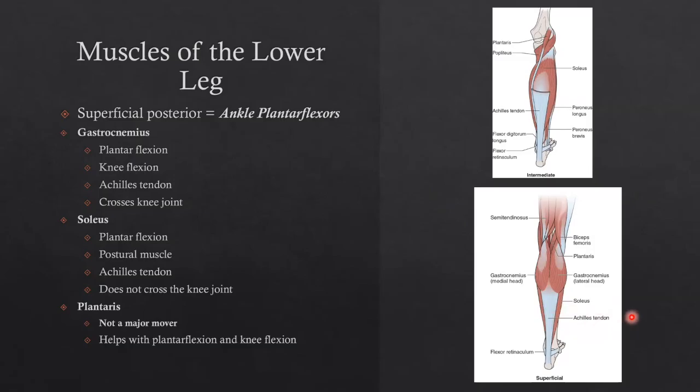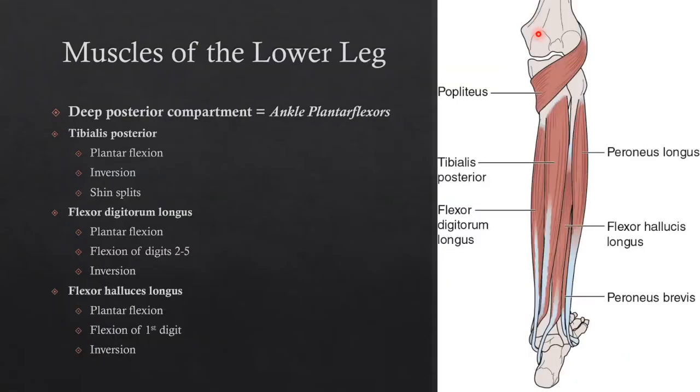The Achilles tendon is very important to our ability to push off the ground, walk, run, ambulate, etc. We also have our plantaris. Again, this is not a major mover muscle. It does help with knee flexion and plantar flexion, but compared to the gastrocs and the soleus, its contribution is relatively minuscule.